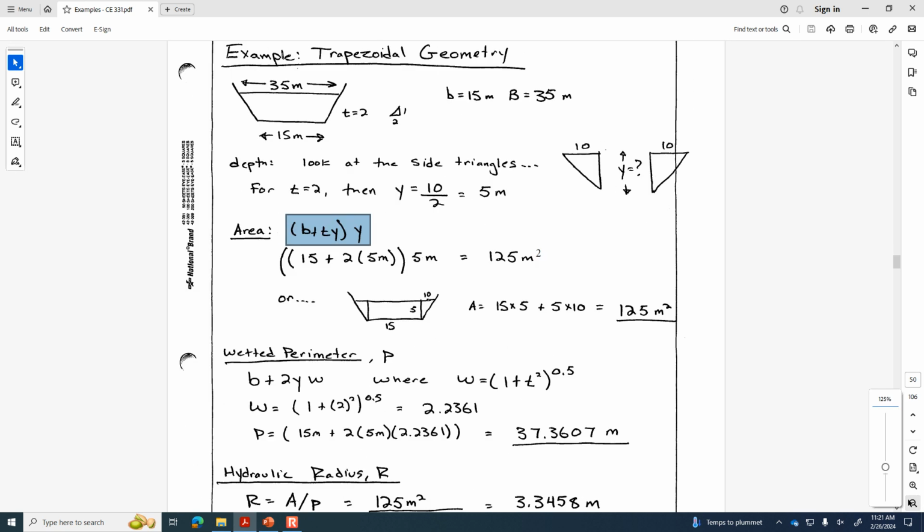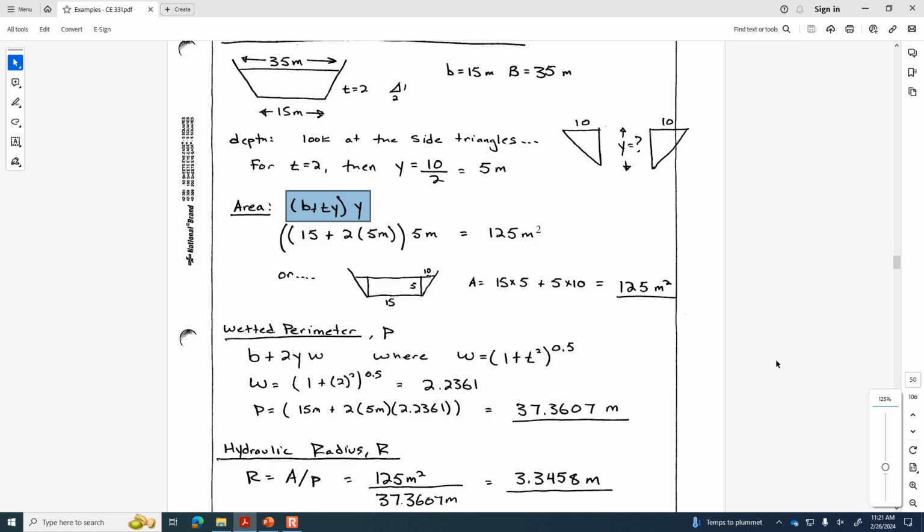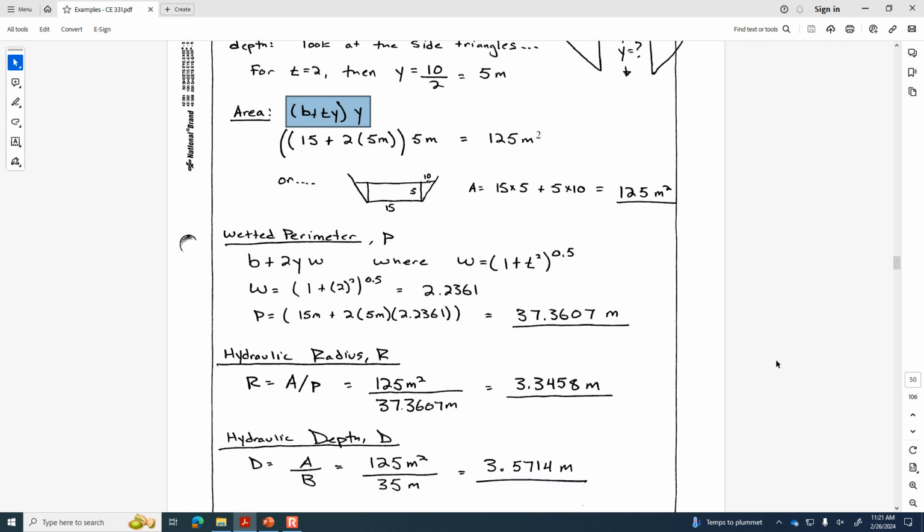And hydraulic depth, 3.57 meters. You can think of hydraulic depth as what would the depth be if it was a rectangular channel. Now this one's trapezoidal, so its depth was 5. But if you re-expressed the flow area as a rectangular channel, then this hydraulic depth tells you what is the equivalent depth that gives you the same cross-sectional area.